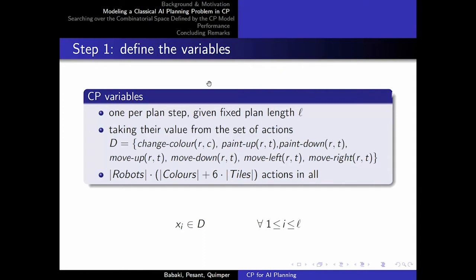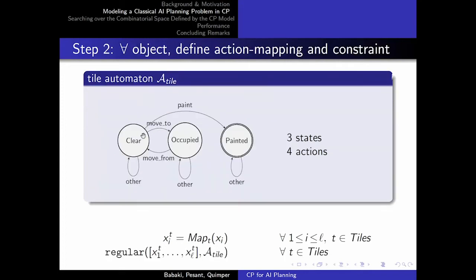The first step is to define the variables of our CP model. We simply define one variable per plan step. Each variable takes its value from the set of all possible actions. There are quite a few here. There are as many as the number of robots times the number of colors plus 6 times the number of tiles. Second step, we need to add constraints to our problem.